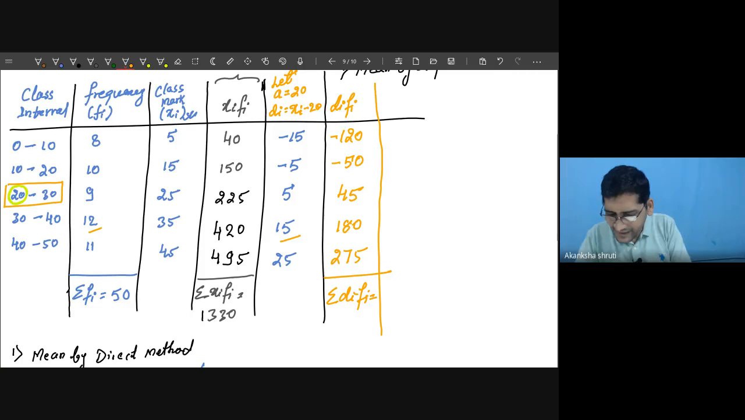You are getting some negative, some positive. You can understand like this. Say this is minus 50 plus 45, only minus 5 is left. 180 and 120 means 60 is left. Even in that, minus 5 is there. Minus, so 55 is left. So you have to just add 55 to 275.